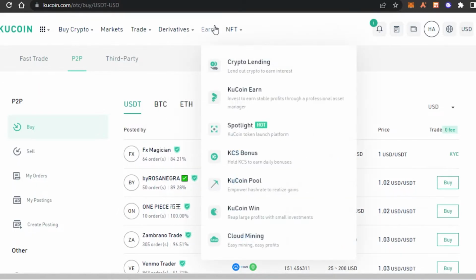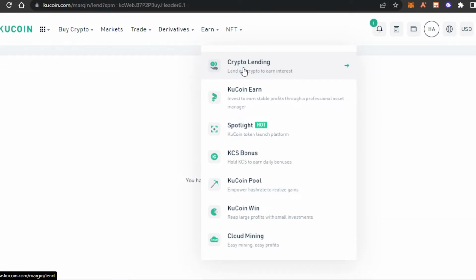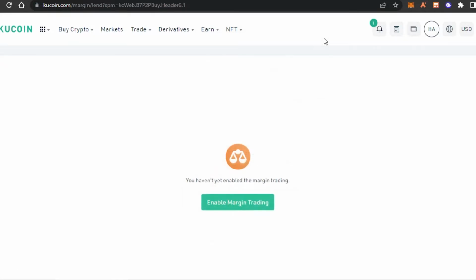For that, we have this earn option right here. You can see the earn option. Kucoin actually gives you a lot of different options to earn. So the first option is crypto lending. Crypto lending simply means that you lend crypto to people, like you lend money in real life. So that is how we make money.